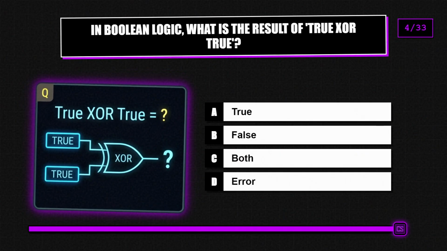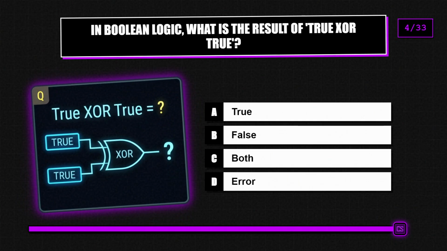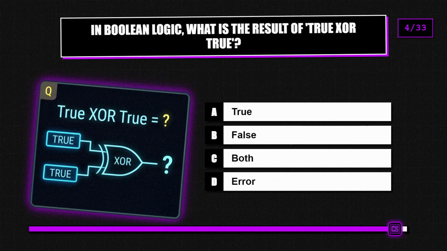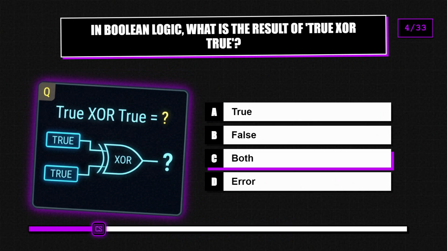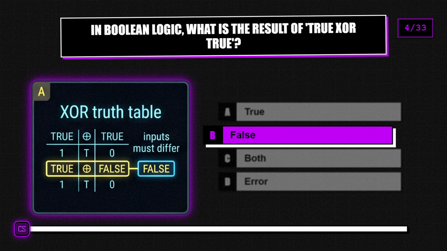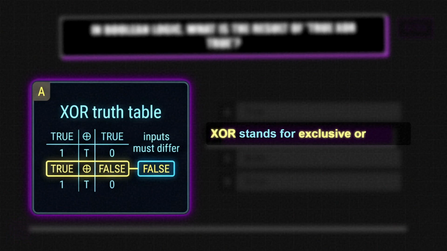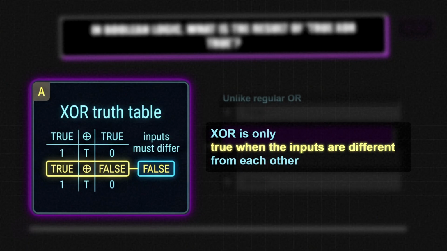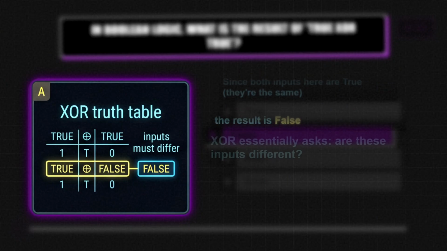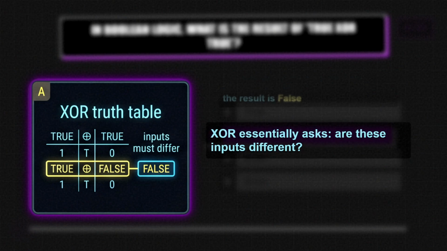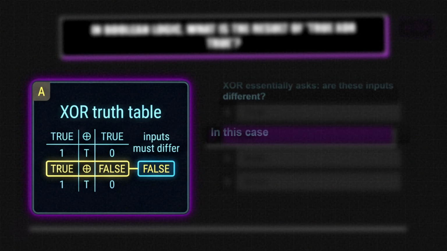In Boolean logic, what is the result of true XOR true? XOR stands for exclusive OR. Unlike regular OR, XOR is only true when the inputs are different from each other. Since both inputs here are true, they're the same, the result is false. XOR essentially asks, are these inputs different? In this case, no, so false.